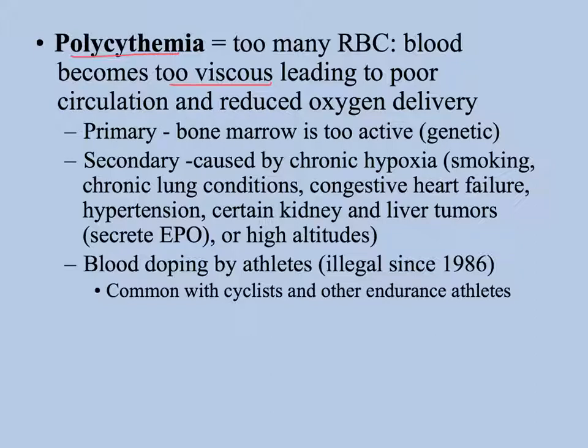Polycythemia may be caused by a genetic disorder, which causes the bone marrow to be too active and produce too many blood cells, but more commonly it's caused by some kind of secondary condition, where a person is in a state of chronic hypoxia, chronically too low in oxygen. This can be caused by smoking or medical conditions such as chronic lung emphysema, where you're not able to take in enough oxygen, congestive heart failure, certain kidney diseases, and liver tumors because they are producing EPO and encouraging red blood cells to be produced, or just being in a high altitude where the amount of oxygen in the air is less and so you're not able to take in enough as you breathe. This will cause an increase in red blood cells.